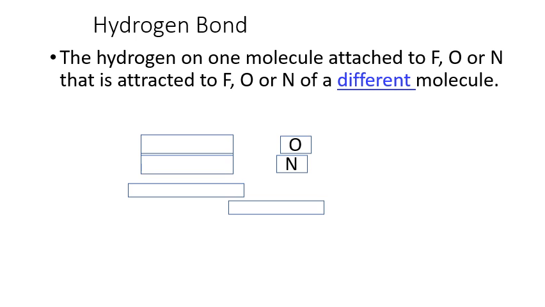The hydrogen on one molecule is attached to F, O or N: fluorine, oxygen or nitrogen. Here we consider this the first requirement. There must be a hydrogen, and this hydrogen is attached to FON. So hydrogen, FON. Try to remember "H FON".